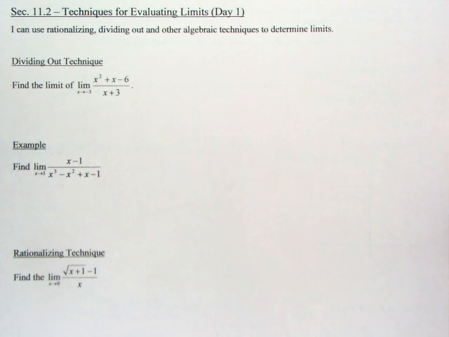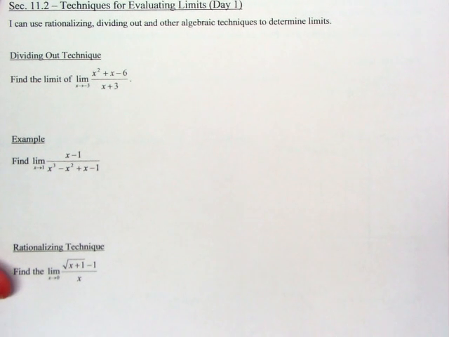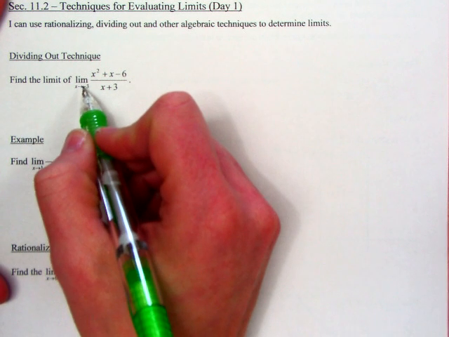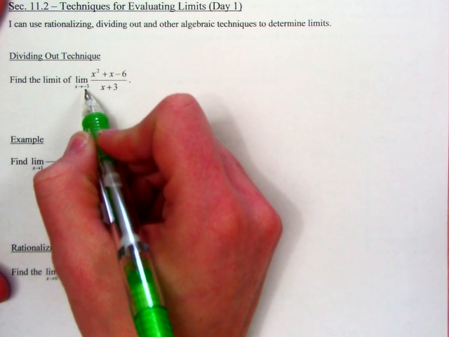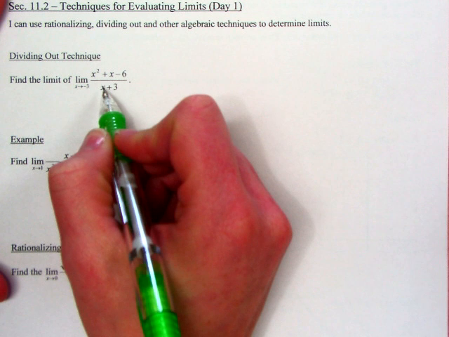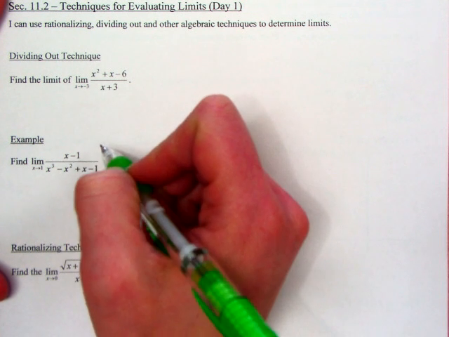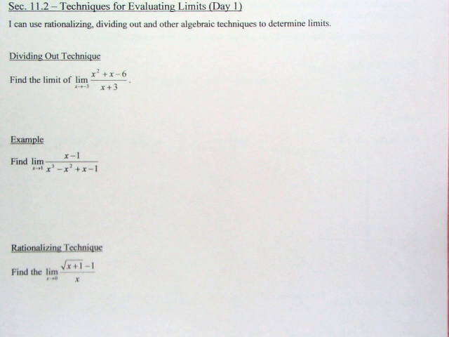So the first one we're going to do is called the dividing out technique, which is pretty self-explanatory. We are going to attempt to divide out. Again, the first thing you always want to try is direct substitution. So if I took that -3 and plugged it in, I would get -3 plus 3, which is 0, which I can't have. I can't divide by 0. Which means there's an error there. If I were to graph it in my table, I'd see error.